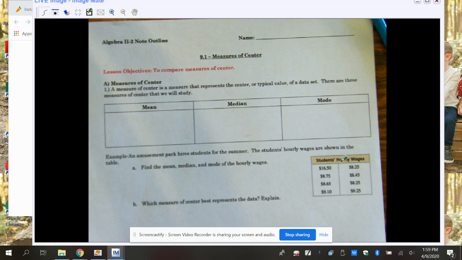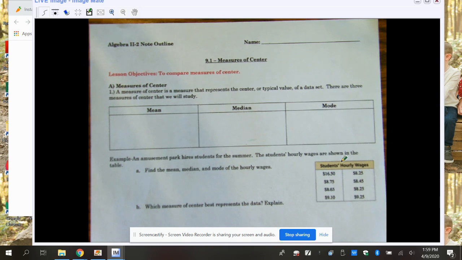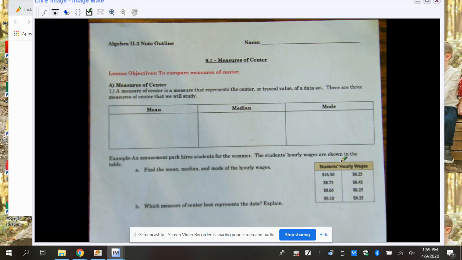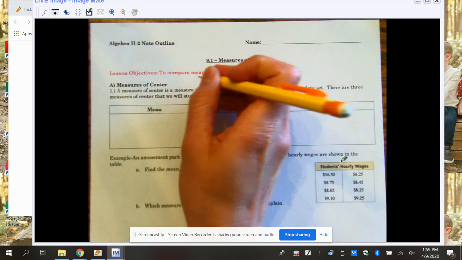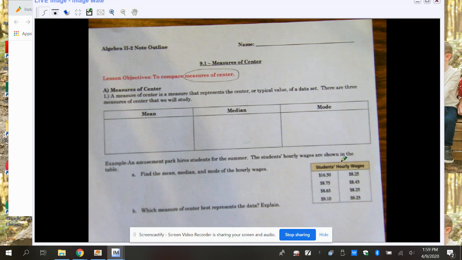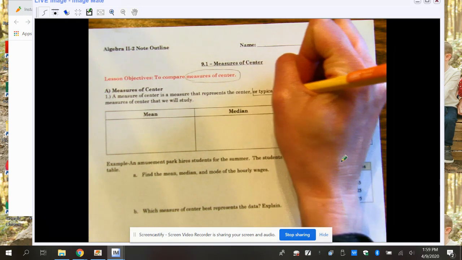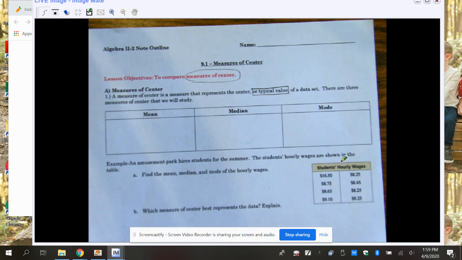Today's lesson should be pretty much just reviewing some of the vocabulary that we'll be using throughout this unit. What we're going to do today is review mean, median, and mode. Those are typically called measures of center. A measure of center is a measure that best represents a typical value in a specific data set. We will look at how those are related to each other as we move through the next several lessons.